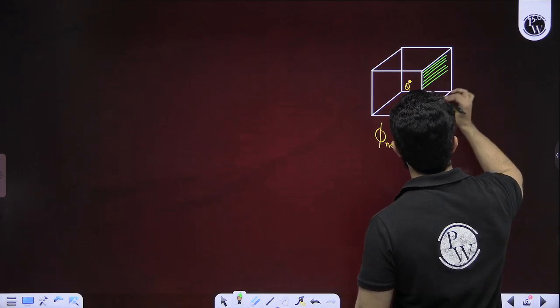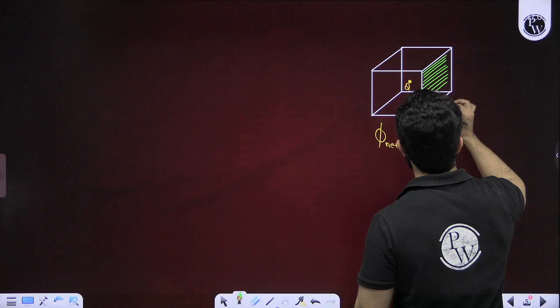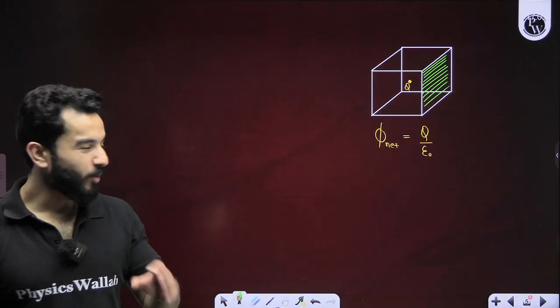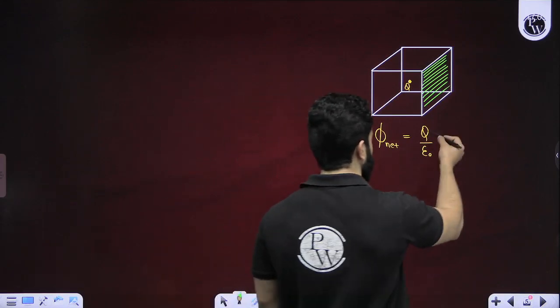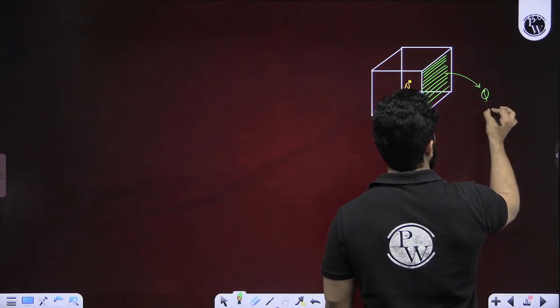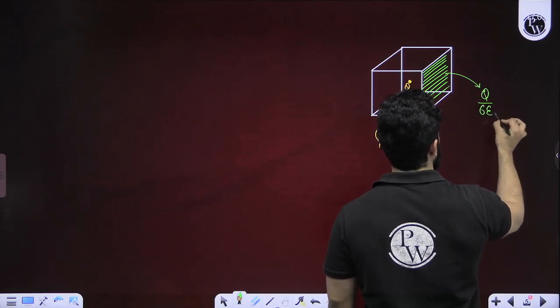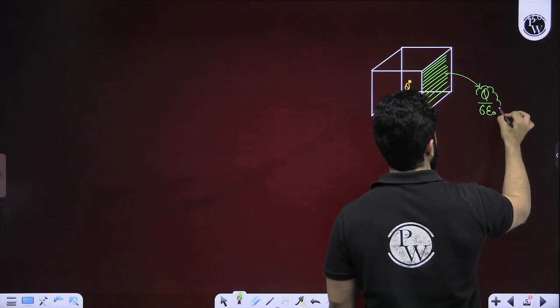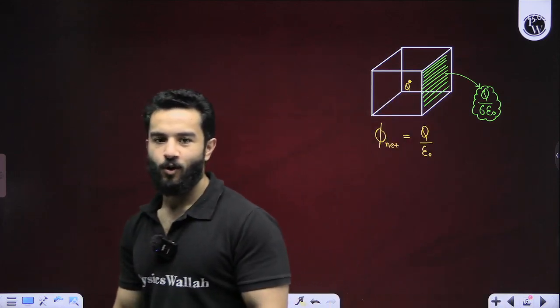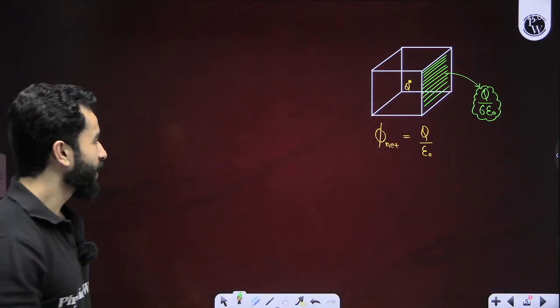Then what are you going to say? Only this phase. So if you are going to talk about only this phase, the total flux is q upon epsilon naught, and only because of this phase it would be q upon 6 epsilon naught, because there are 6 phases like this. Hopefully you are getting what I am trying to say.